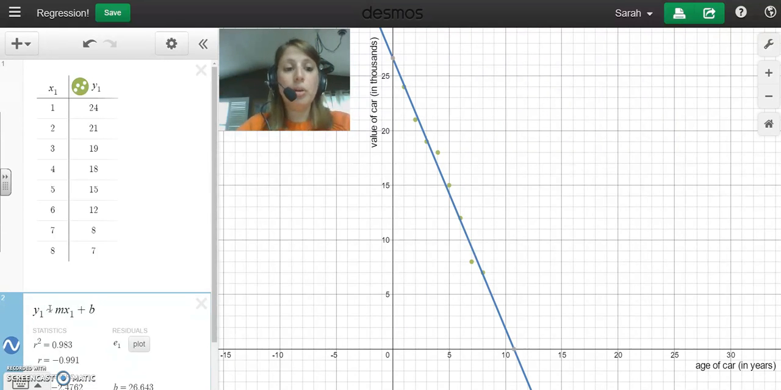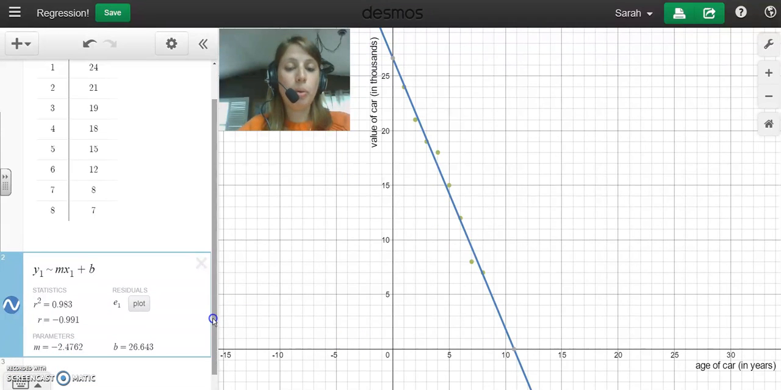Desmos will then automatically create a line of best fit in blue for our data points on the scatter plot. It'll calculate what the m and the b of that line is, the slope and the y-intercept, and it'll give us our correlation coefficient. So our correlation coefficient here is r equal to negative 0.991, a very strong negative trend.